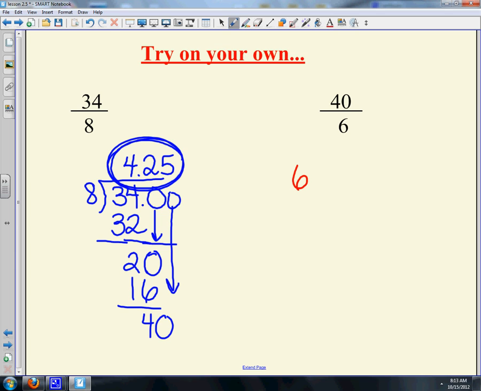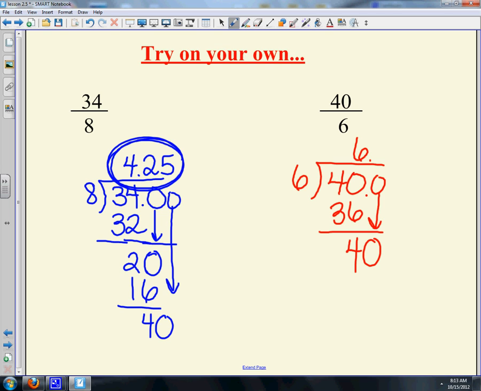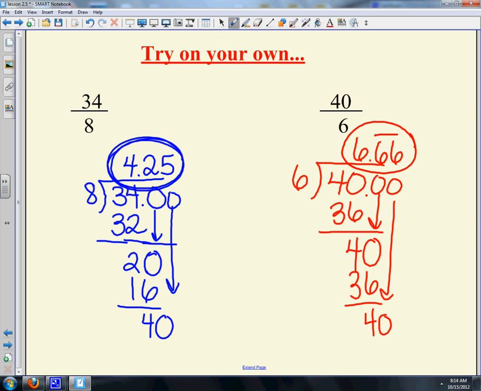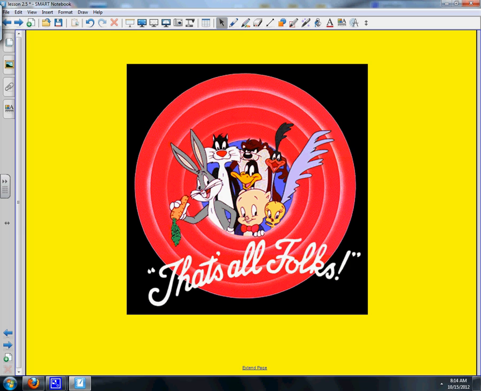Now, 6 goes on the outside, divided by 40. 6 goes into 40 6 times, which is 36. I add my decimal point. This is 4. I bring my 0 down. Now look, 6 into 40 again. So this is a repeating decimal. It's just going to keep going on and on forever because it's always going to be 40. So you just have to draw the bar over the top, and it is 6.6 repeating. All right, that is it for your notes.